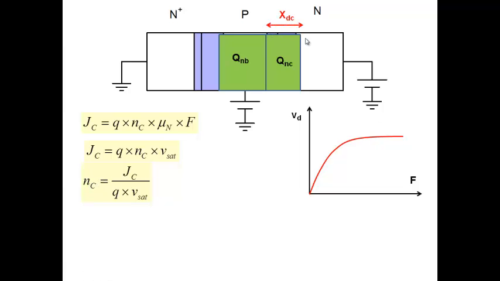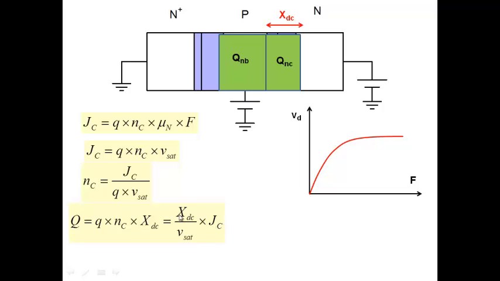What we are talking about, how much charge do we have in this region here? We are talking about a charge equal to Q times NC, this is an approximate expression, times the depletion width here, XDC. We are assuming that almost the entire depletion region width is on this N side here, because N doping is very small. So we have a charge stored here. Q and C is this, Q times NC times XDC. And NC we know is JC by Q VSAT. So we have Q equal to XDC by VSAT into J.